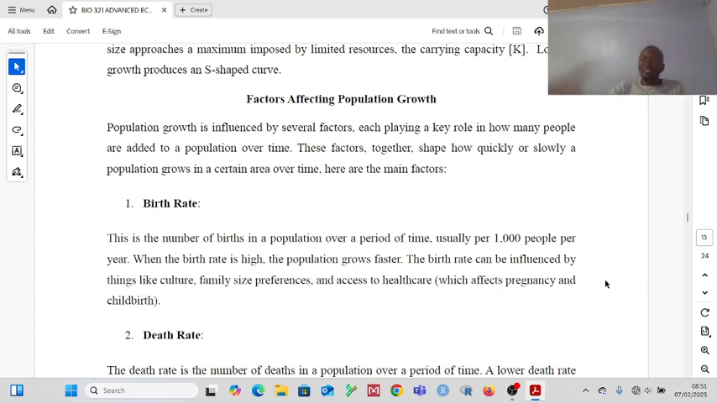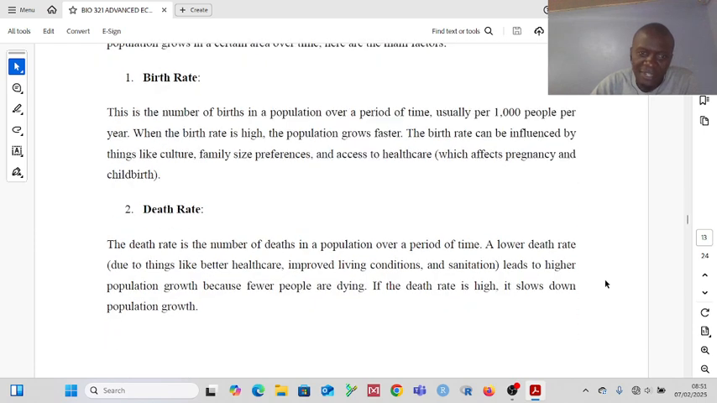Then the second factor is the death rate. Death rate is the opposite of birth rate. It is the number of deaths, the number of organisms dying within a given population over time. So when the death rate is low, then there will be a higher population growth. But when the death rate is high, then the population growth will be low.